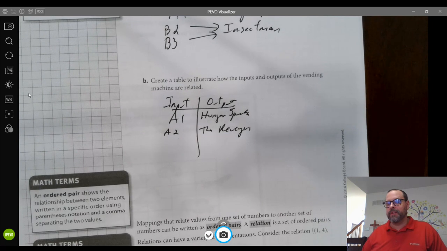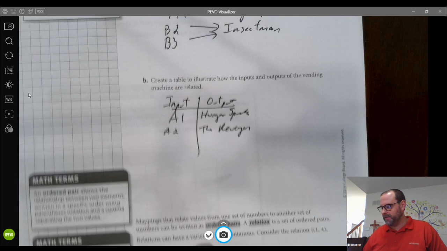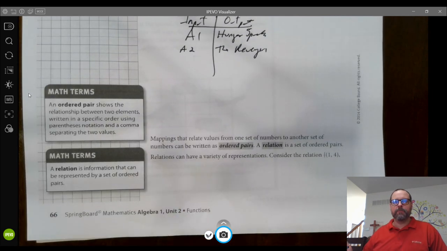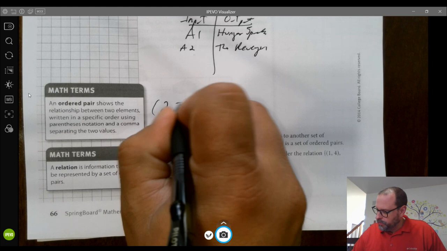Probably similar to what you've seen when you have X's and Y's. And look at what the next math term is. We talk about an ordered pair, like when you have an X as an input and a Y as an output. And we could write them as an ordered pair, like 2, 7.